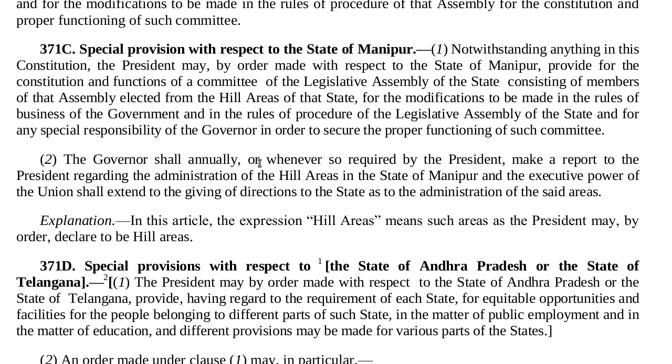2. The Governor shall annually, or whenever so required by the President, make a report to the President regarding the administration of the hill areas in the state of Manipur, and the executive power of the Union shall extend to the giving of directions to the state as to the administration of the said areas. Explanation: in this article, the expression hill areas means such areas as the President may by order declare to be hill areas. Article 371D, special provisions with respect to the state of Andhra Pradesh or the state of Telangana.